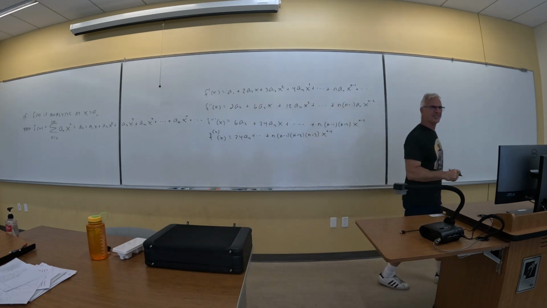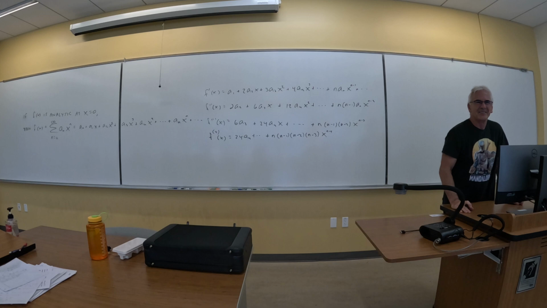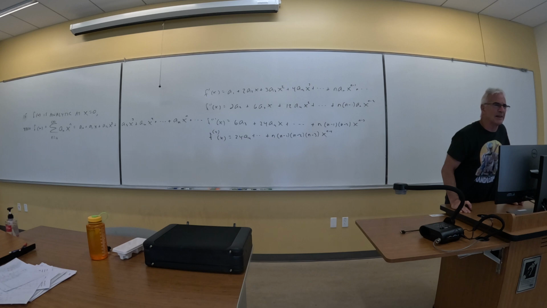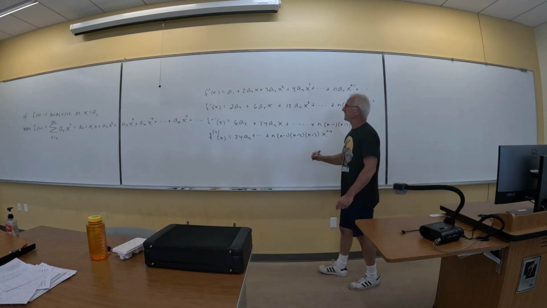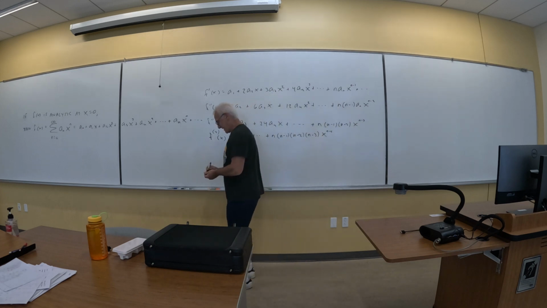What is that kind of looking like? Looks like it's starting to look like something. A factorial. Yeah, if I keep going and I take n derivatives, won't I get a factorial there? Huh. Now, let's now evaluate this at 0.